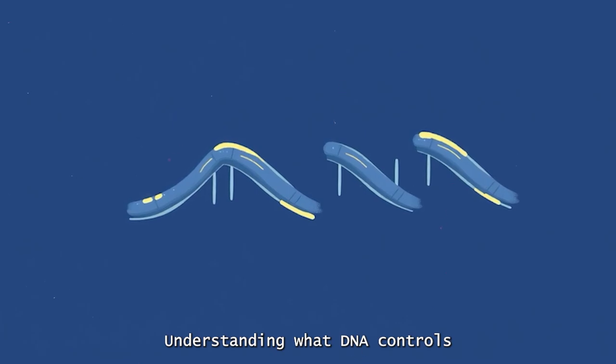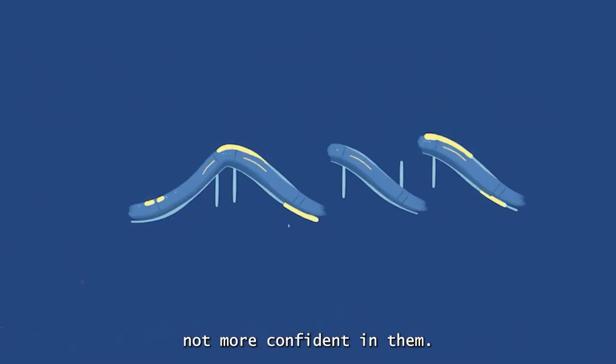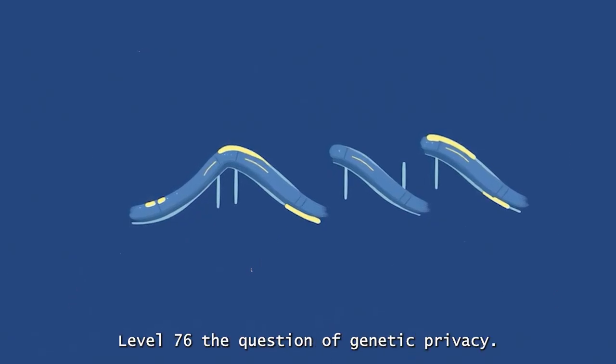Understanding what DNA controls should make us more humble about the biological basis of social divisions, not more confident in them. Level 76. The question of genetic privacy.